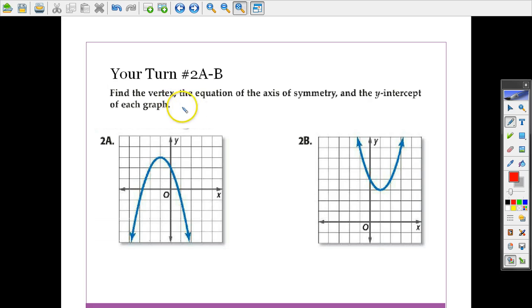All right, so here's your turn. Find a vertex, axis of symmetry, and a y-intercept. Okay, so you need to have 3 answers for each question, 2A and 2B. So go ahead and do those 2 and 3 answers for each question. So you should have a total of 6 answers from this slide, and come back when you're done.